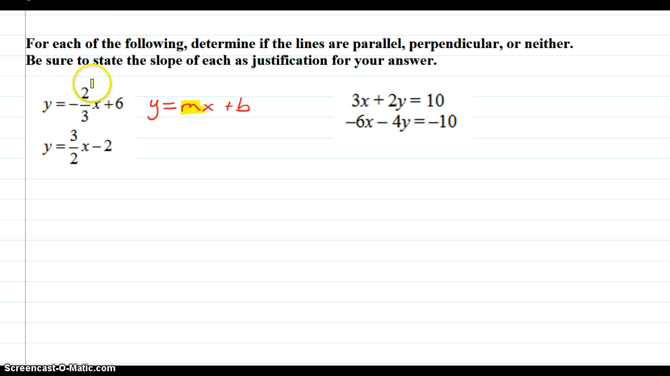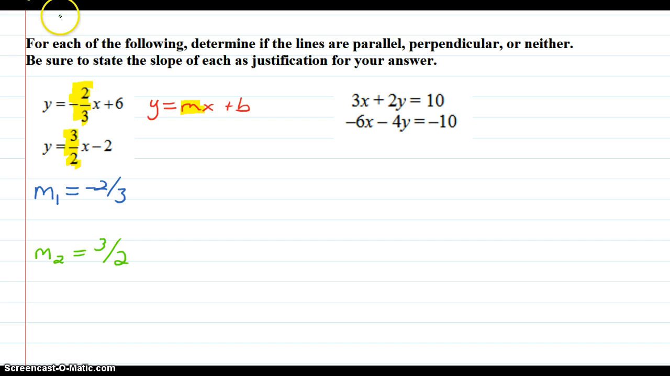So if we look here, the first equation has a slope of negative 2/3, and the second equation has a slope of 3/2. So the slopes are definitely different, so we know that the lines cross. So the slope of the first one is negative 2/3. The slope of the second one is 3/2. So since the slopes are different, we know the lines cross.